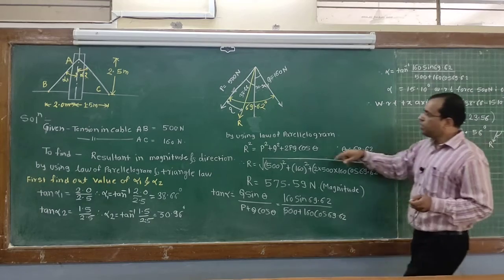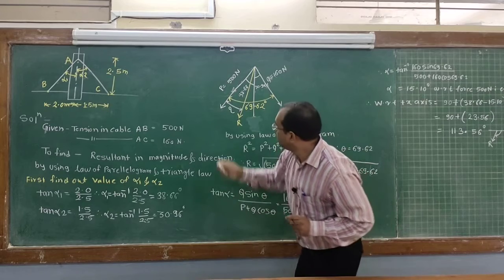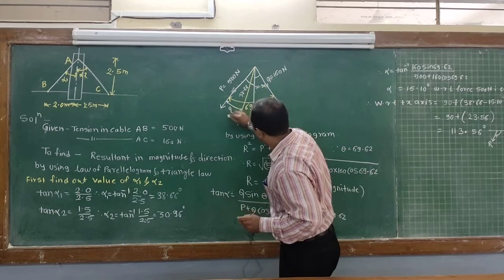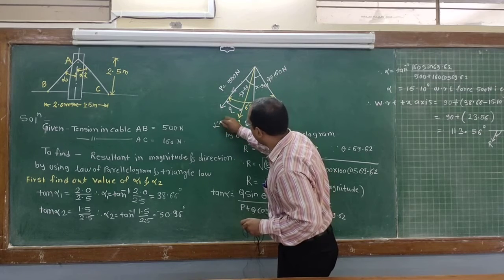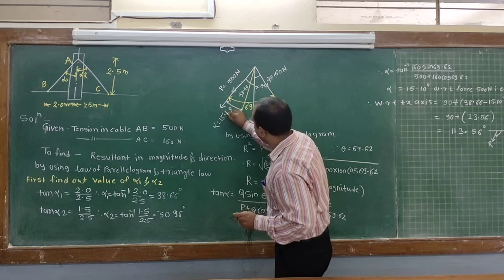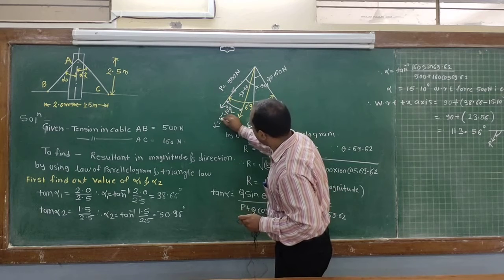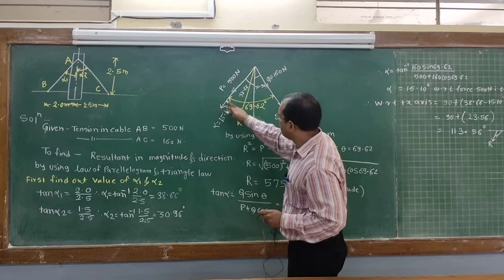Now this angle is known to us. We have found out this angle. Here I have made the question mark, that is nothing but the alpha we have found, 15.10 degrees. So this is the direction of the resultant with respect to force P.